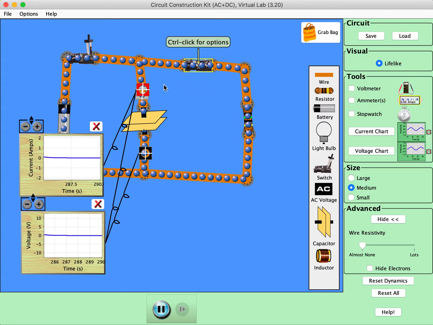And if we let time go on, we see that the current goes back to 0 now that the capacitor is completely discharged. There's nothing pushing the charge through the circuit anymore. The voltage is 0 because there's no potential difference. There's no charge separation across our capacitor plates.